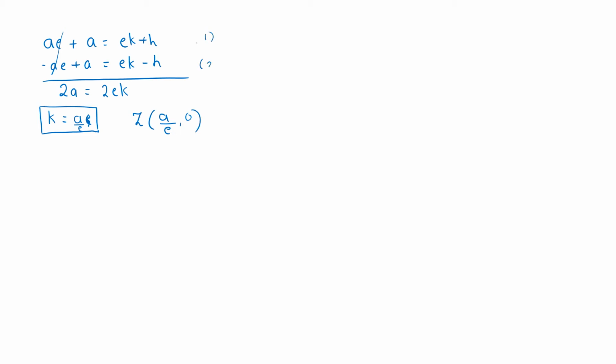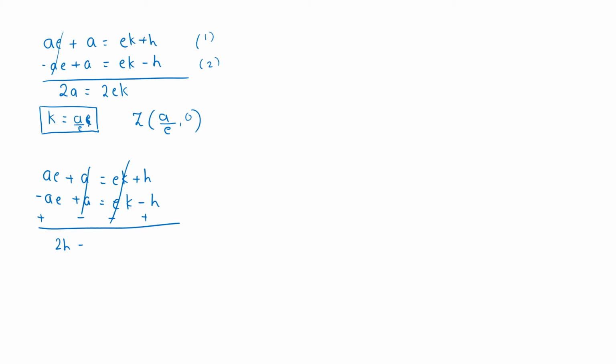Similarly, equation 1 and 2 को if I subtract, instead of adding, if I subtract, my target was to find h and k. So k मिल गया है. I have to find h. So I'll subtract them. So plus, minus, minus, plus. So 2h, 2ae. Therefore h कितना आ रहा है? ae, है ना? So in short, I got the value of s, ae, 0. Correct? So I got s, I got h.